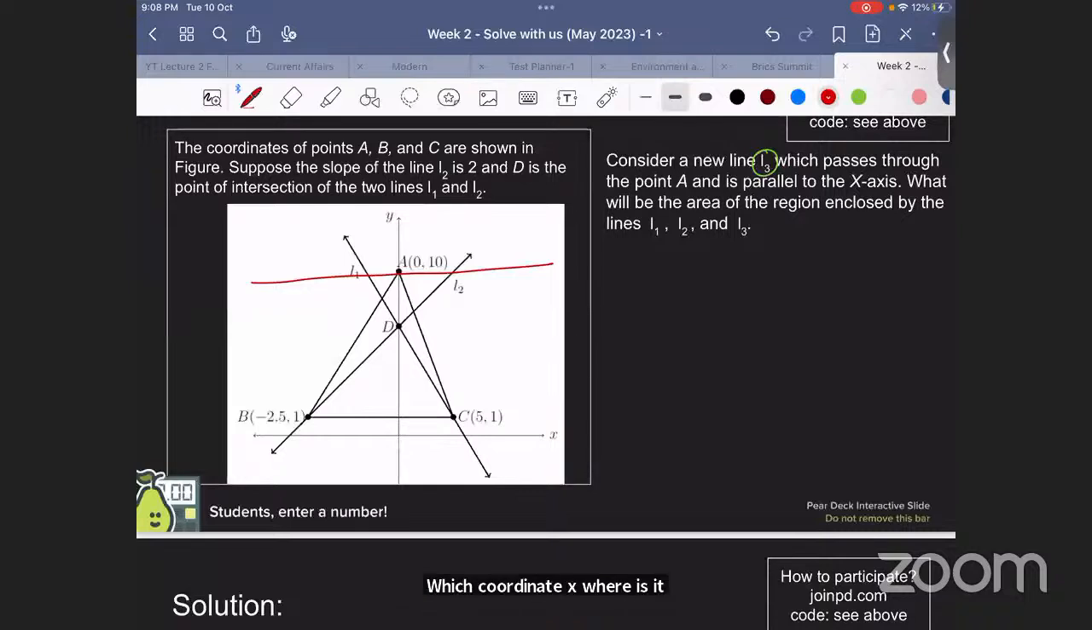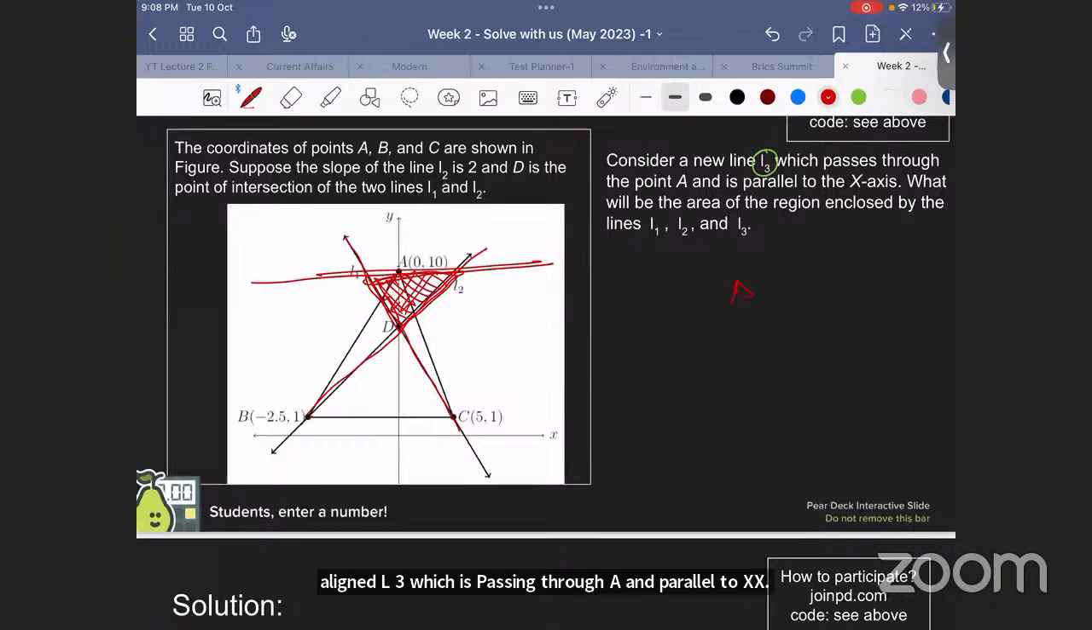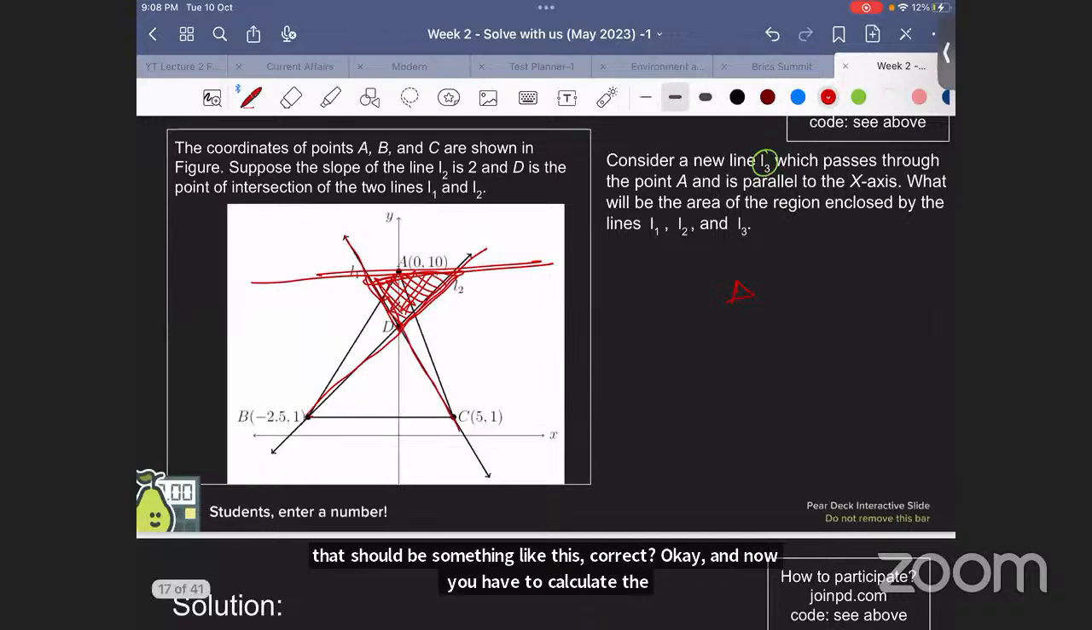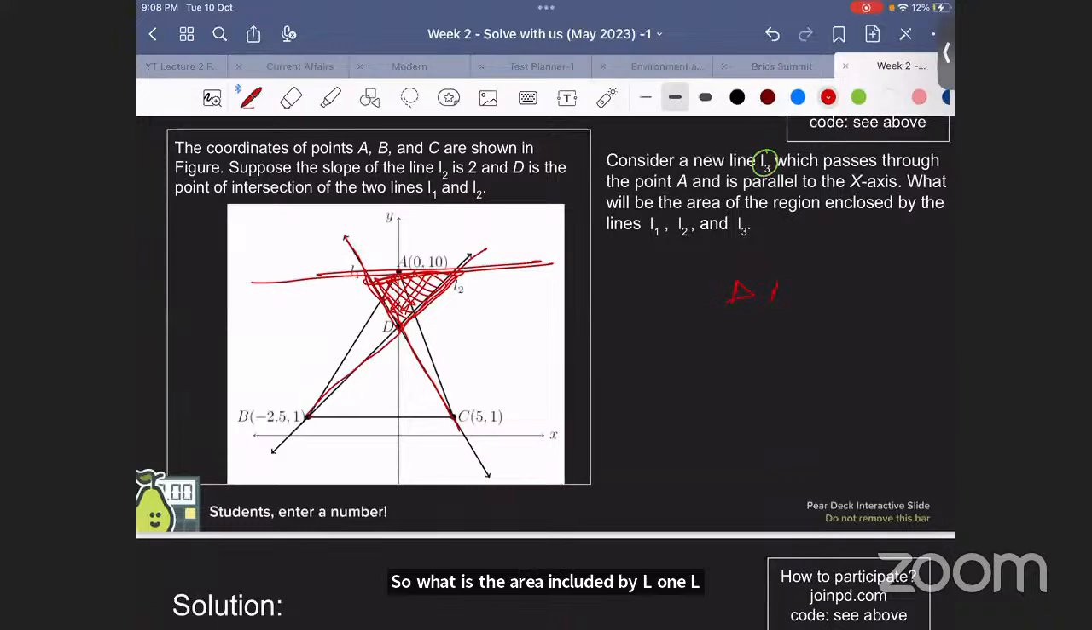And now you have to calculate the area enclosed by L1, L2, L3. So what is the area enclosed by L1, L2, L3? This is L1, this is L2, and this is L3. So the area enclosed by these is this one, right? To calculate the area, what do you need? All 3 coordinates. If you have to calculate the area of any triangle, you need the 3 vertices of the triangle, so the coordinates of the vertices.